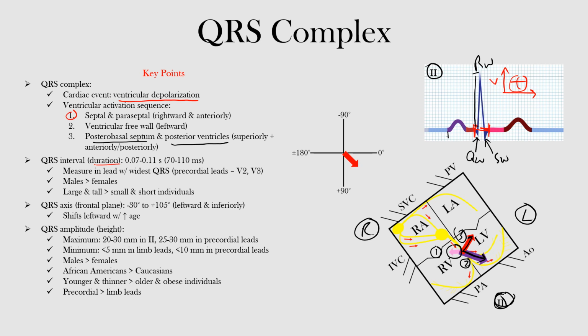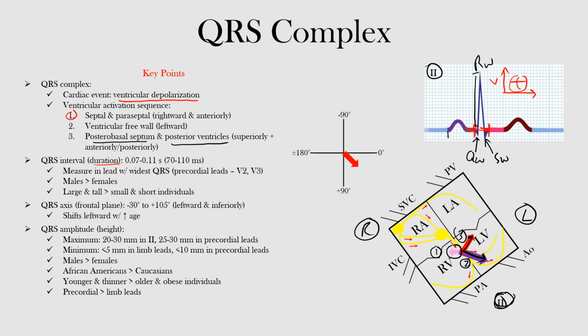Now, the normal duration of the QRS interval in normal adults should be somewhere between 70 to 110 milliseconds. That is about 2 to 3 small boxes. Usually it's about 80 milliseconds, in about 50% of all adults, but you can have some adults that reach that 110 milliseconds upper range, and it's still considered normal. It tends to be greater in males than females, as well as in larger and taller individuals compared to smaller and shorter individuals.